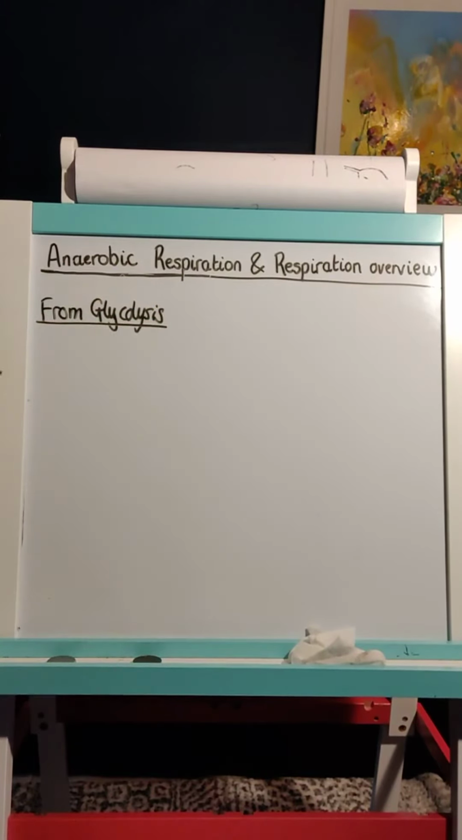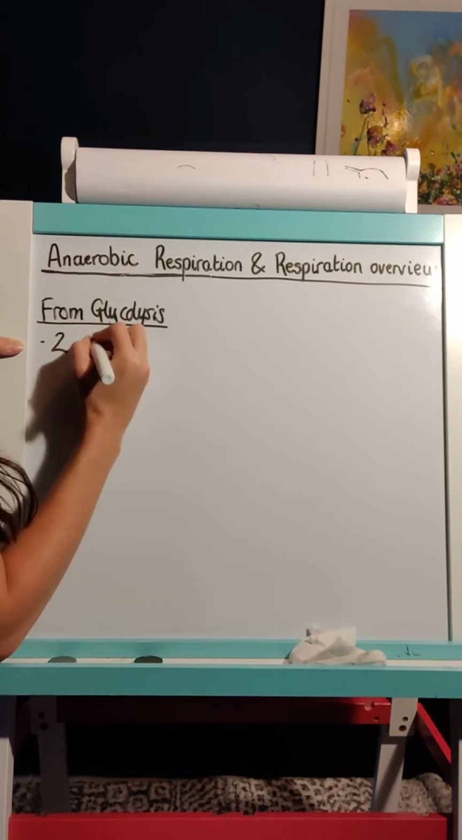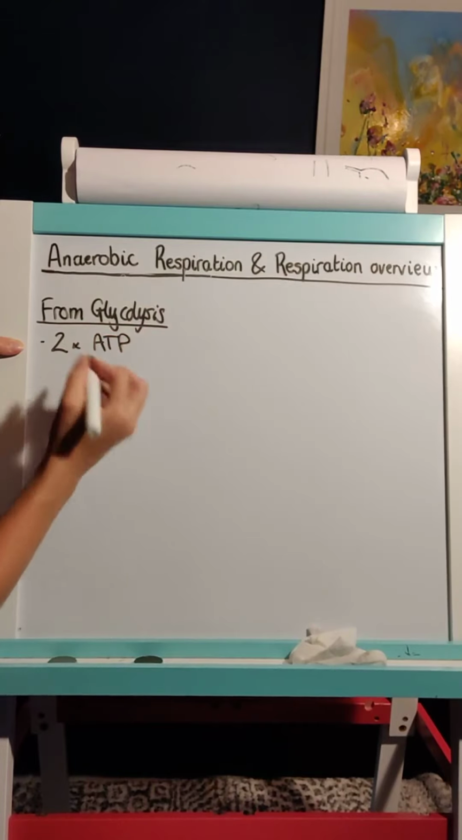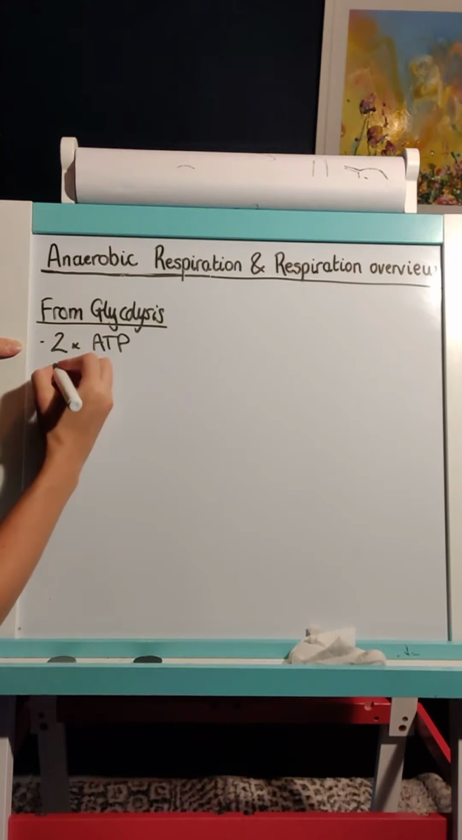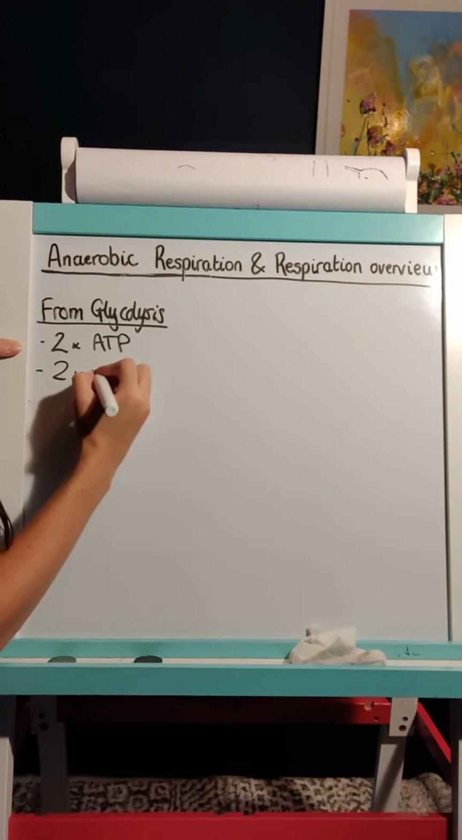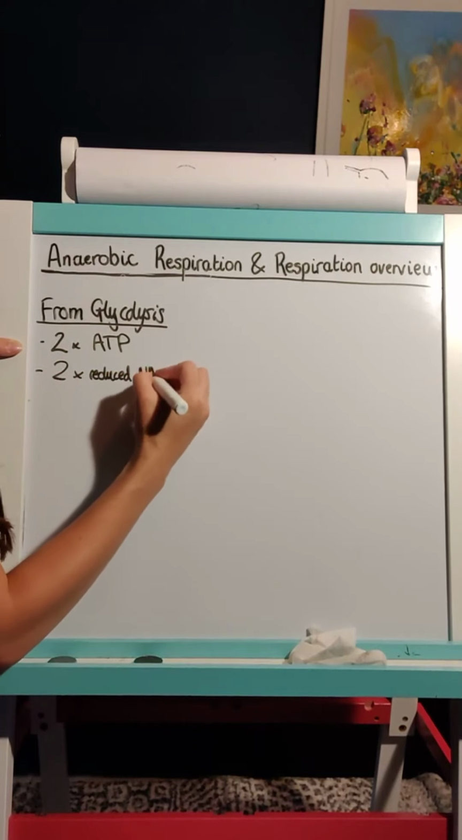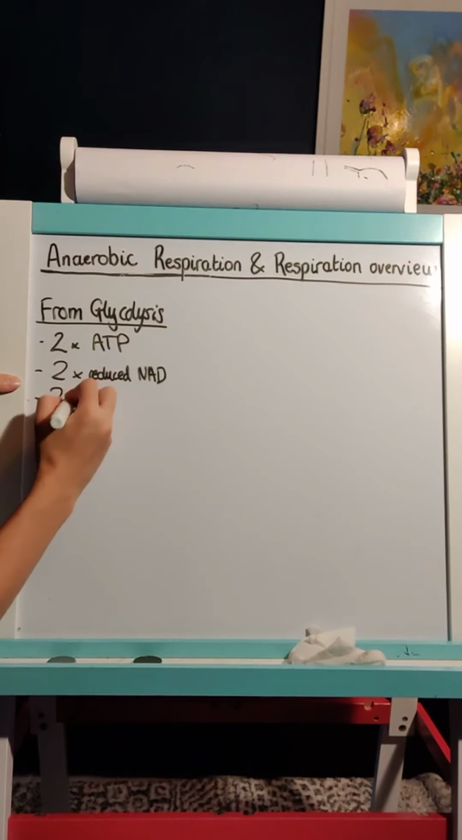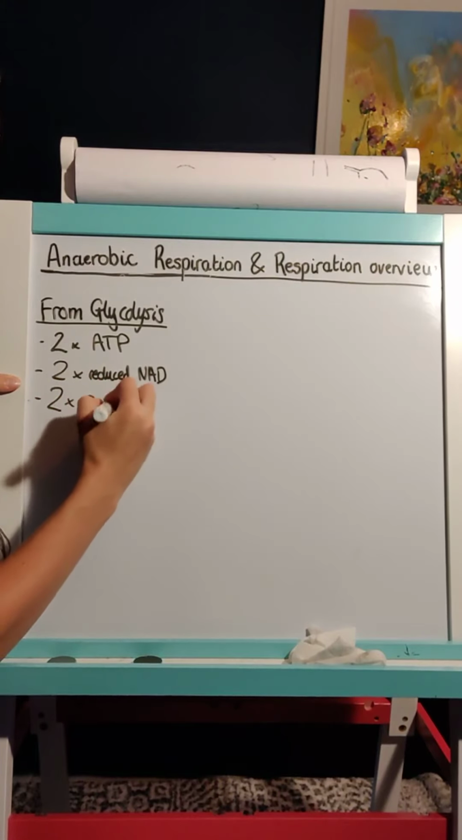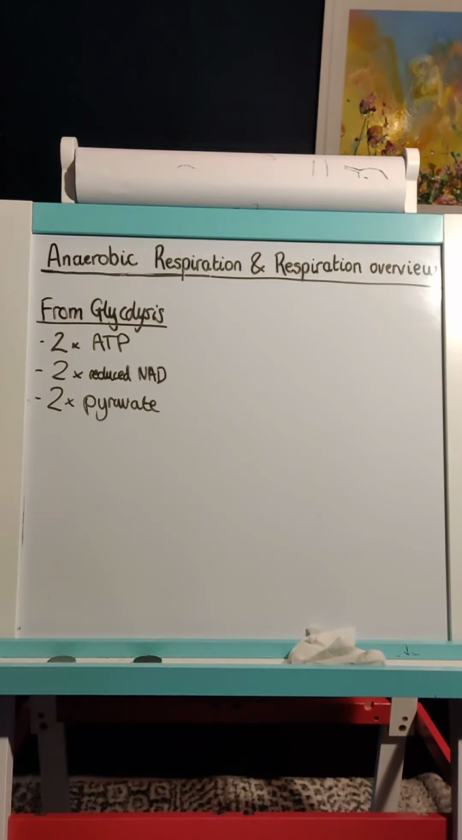Imagine that there's nothing else taking place. From glycolysis, you get your net gain of 2 ATP from 2 spent, 4 produced. You get 2 reduced NAD, or NADH, and there will also be 2 pyruvate molecules.